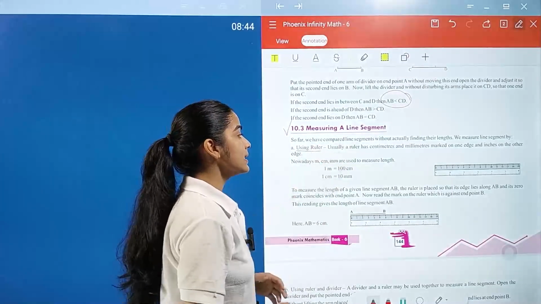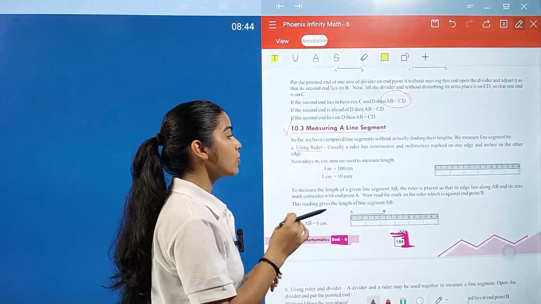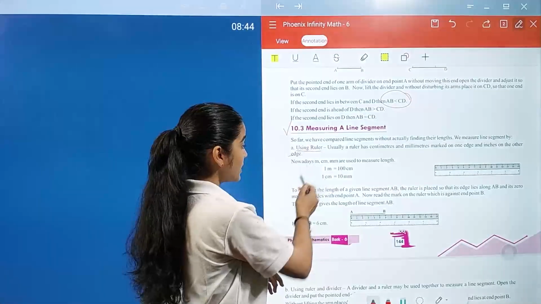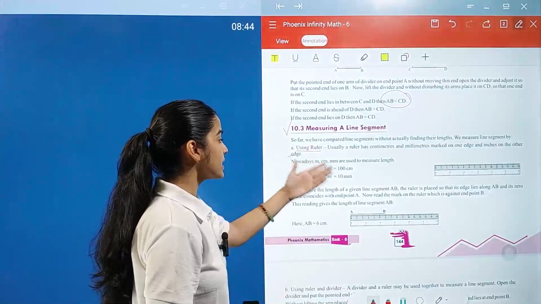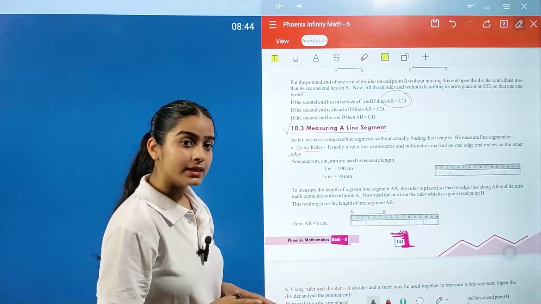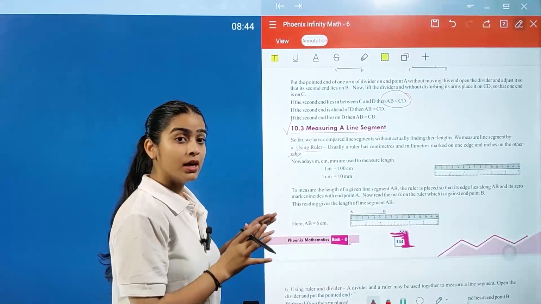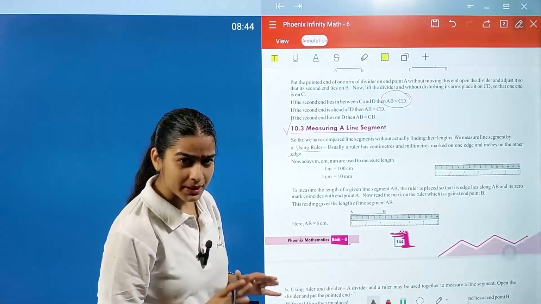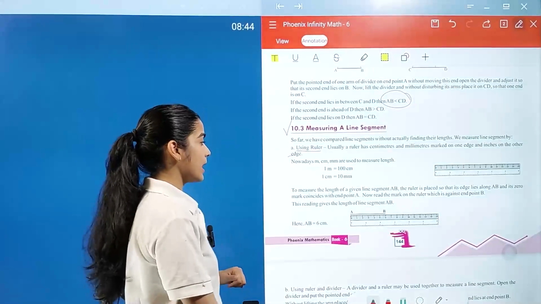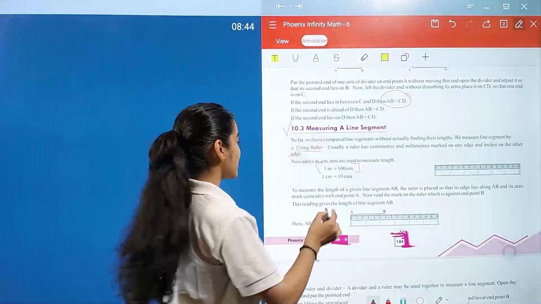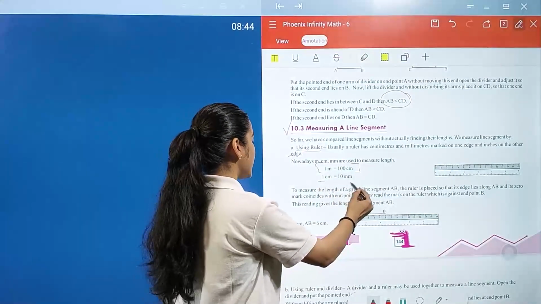Usually a ruler has centimeters and millimeters marked on one edge and inches on the other edge. Nowadays meter, centimeter, and millimeter are used to measure length, and we already know in our earlier classes, in class 5th, about the standard units of measurement, right? Do you remember that? Okay. So now, 1 meter is equal to 100 centimeters. Well done, students. And 1 centimeter is equal to 10 millimeters.